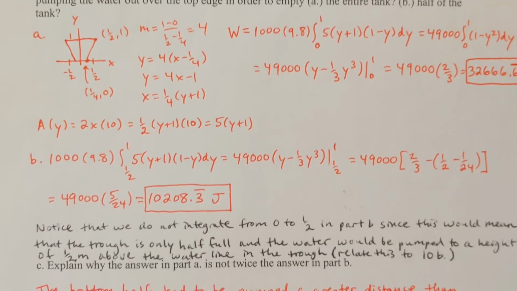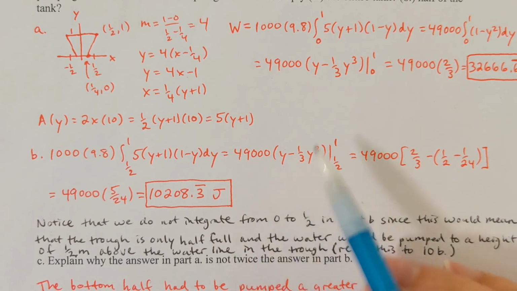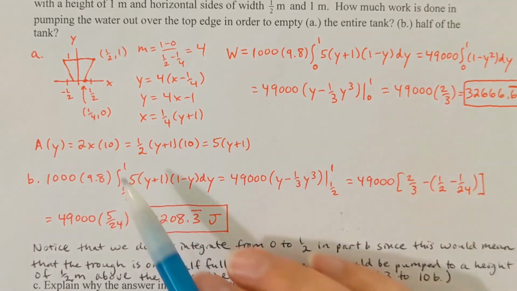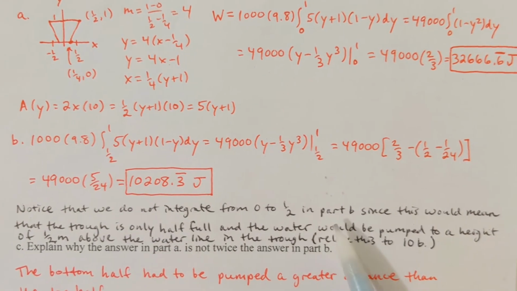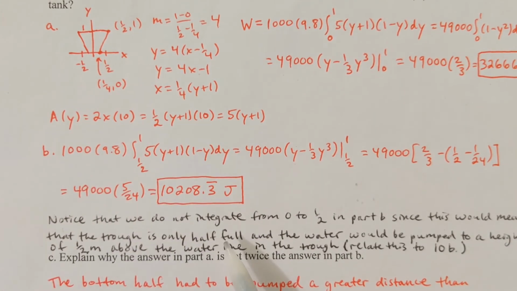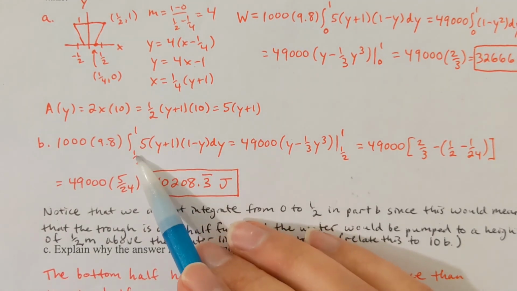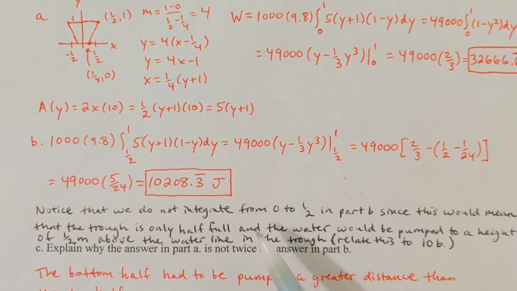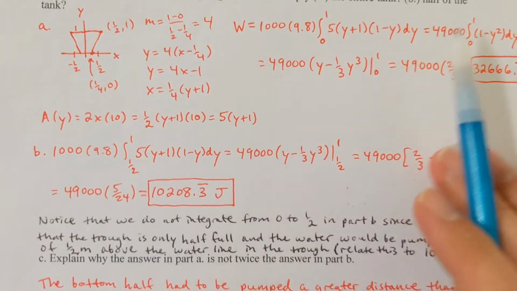Now, notice that we do not integrate from 0 to 1/2. Some students might tend to want to do that. They put 0 to 1/2 because, hey, we're going to empty half the tank, right? So it's got to be 0 to 1/2. It's not going to be 0 to 1/2 because this would mean that the trough is only half full. It's not. It's completely full. But with bounds going from 0 to 1/2, that would indicate that it's only half full, and the water would be traveling a 1/2 meter up to the top in order to be empty. We don't have that going on, right?